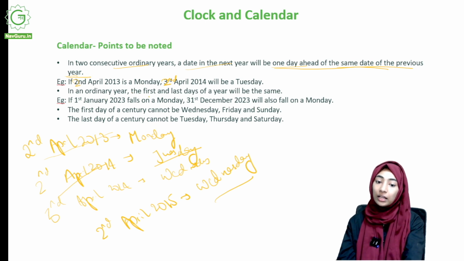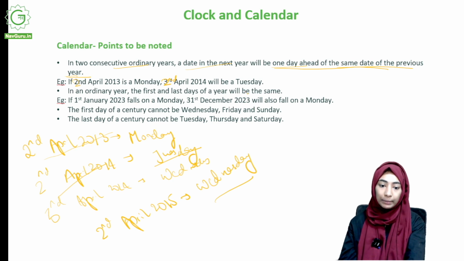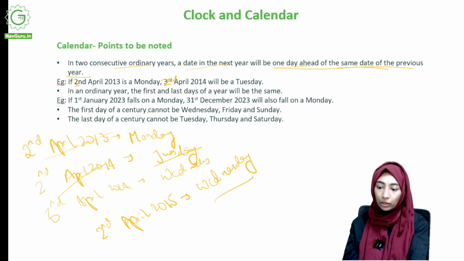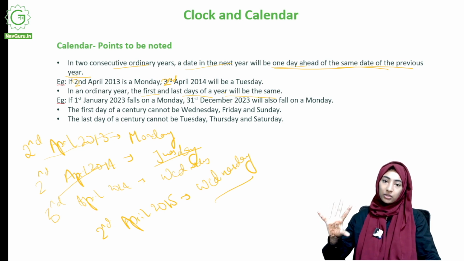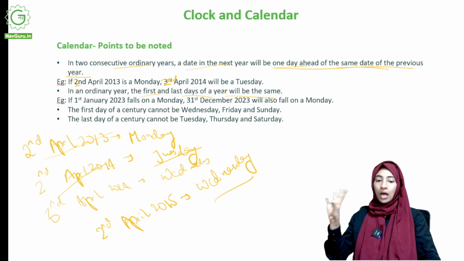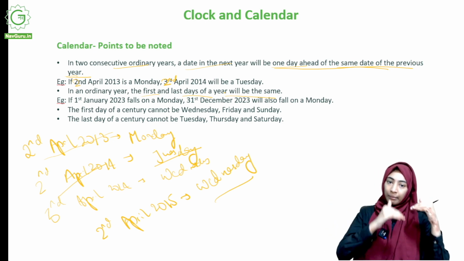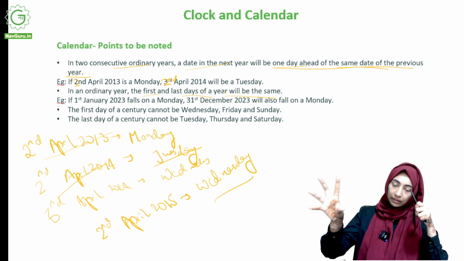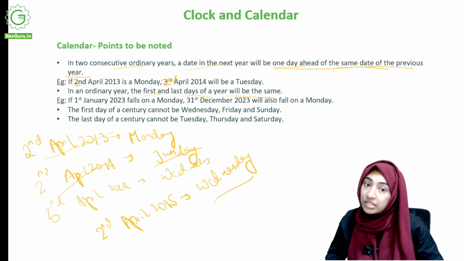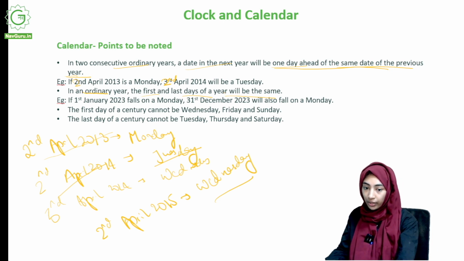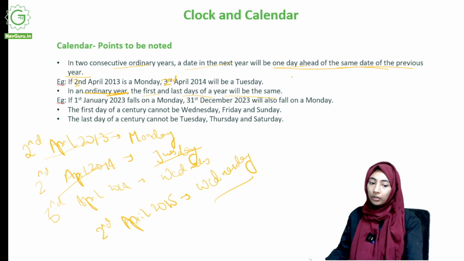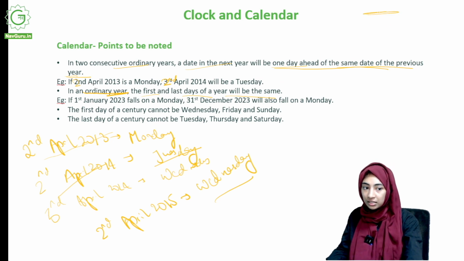In an ordinary year, the first and last days of a year will be the same. So basically, if 1st January 2023 fell on a Monday, you can say that 31st December 2023 will also fall on a Monday. But this happens for ordinary years. So in an ordinary year, if you know what day the first date of the year is, you can figure out the last date of the year.